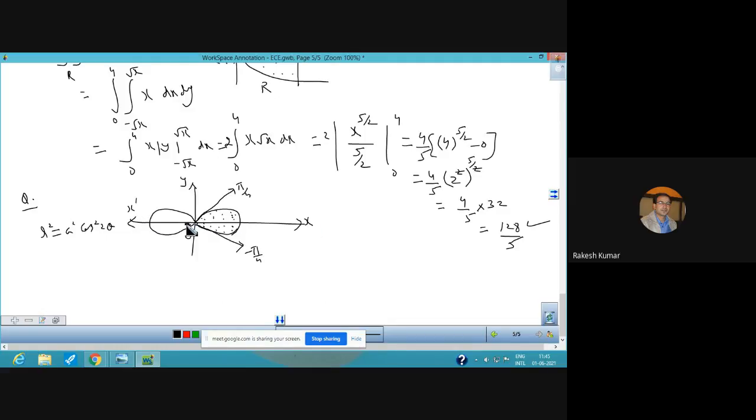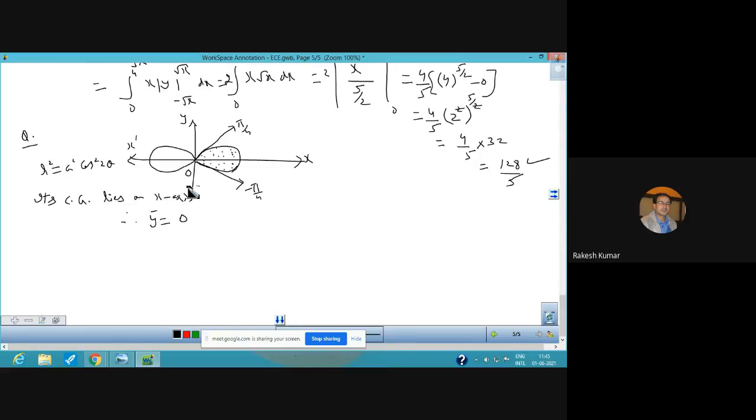So both the loops are on the horizontal line, and the loop of the lemniscate is symmetrical about the initial line. And we can say that the loop is along the x-axis, horizontal axis. So its center of gravity lies on the x-axis. It is obvious. So if it is lying on the x-axis, its y-coordinate should be 0. So what does it mean? We just need to find x bar.